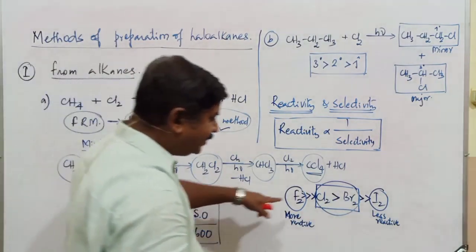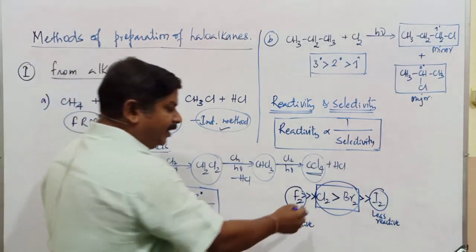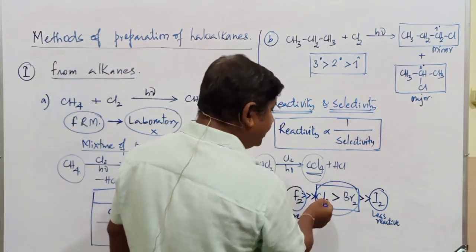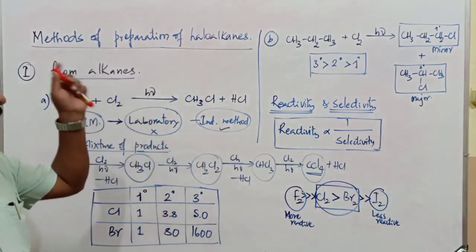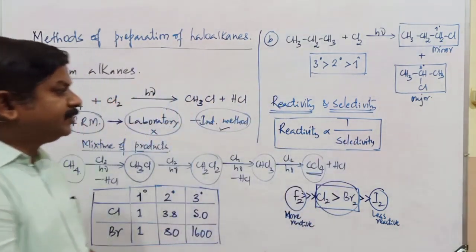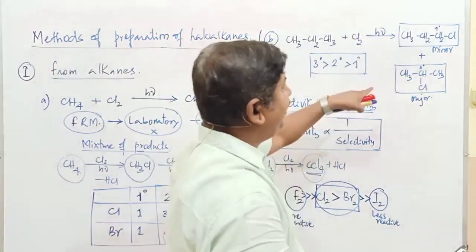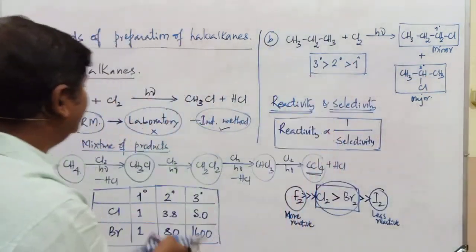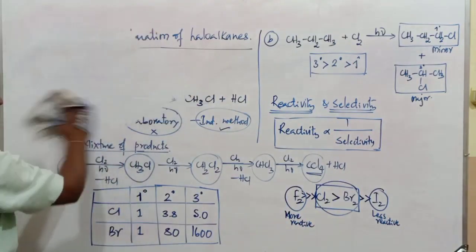So the conclusion of this: between these particular halogens, chlorine is more reactive in nature and less selective in nature. Bromine is less reactive in nature and more selective in nature. So reactivity and selectivity are inversely proportional to each other. Depending upon this, it is possible to identify different types of products in these reactions whenever the question is related to the preparation of haloalkanes.